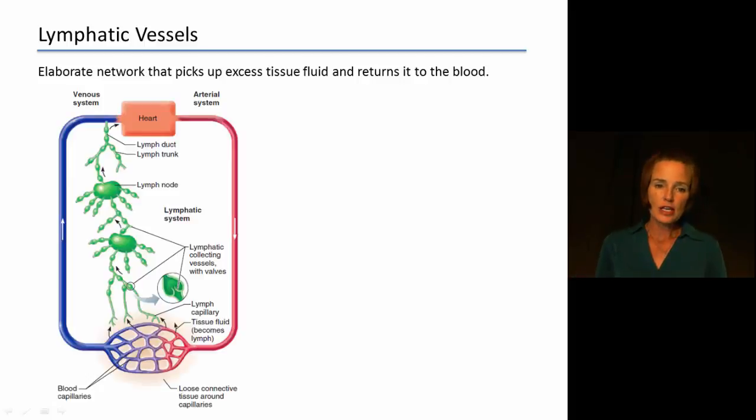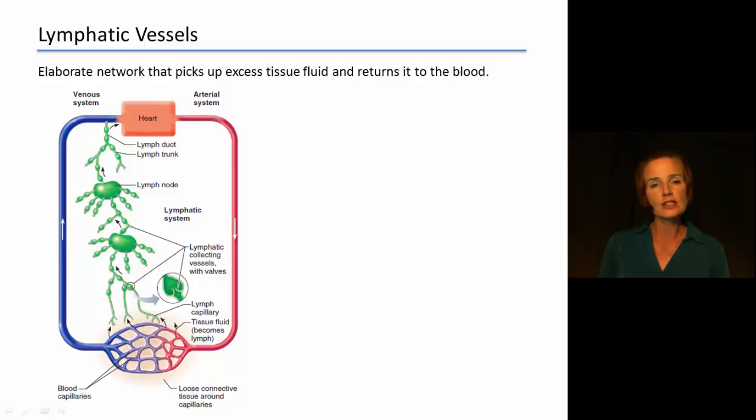In this image right here, you can see that we've got the arterial system and the venous system. So that is circulating the blood around the body, and the blood is responsible for delivering oxygen and other chemicals to the tissues. Now, when that happens, there is going to be tissue fluid, which we call lymph, and it is going to need to be returned to the blood.